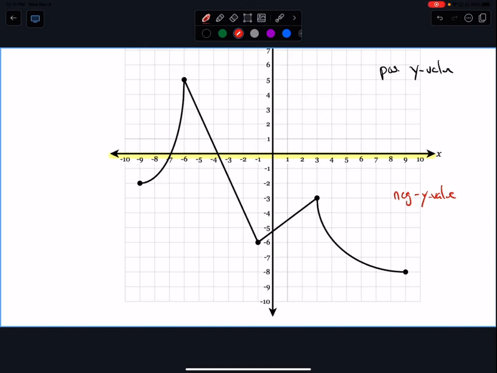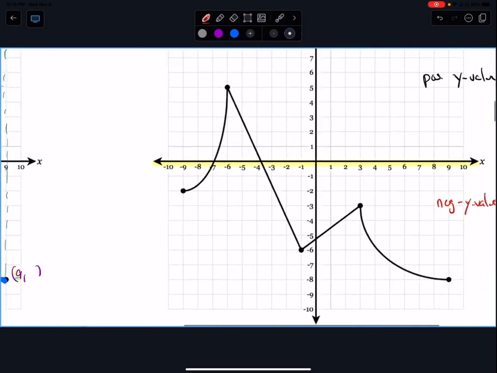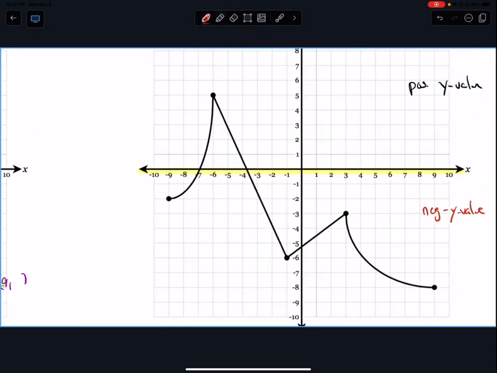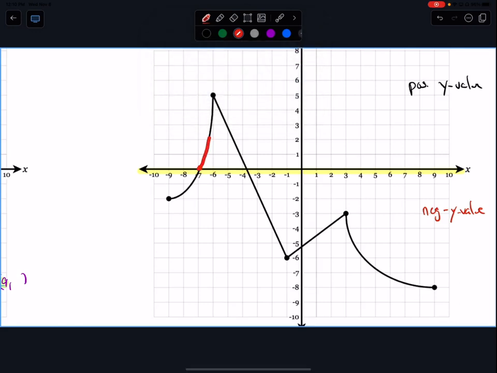All right, so I'm going to start shading here. And I'm going to do red for positive, and I'll do blue for negative. Okay, so here I am. Let me go with my red here. So I see from here, starting here, that's all positive y values. All the way to here, all positive y values.